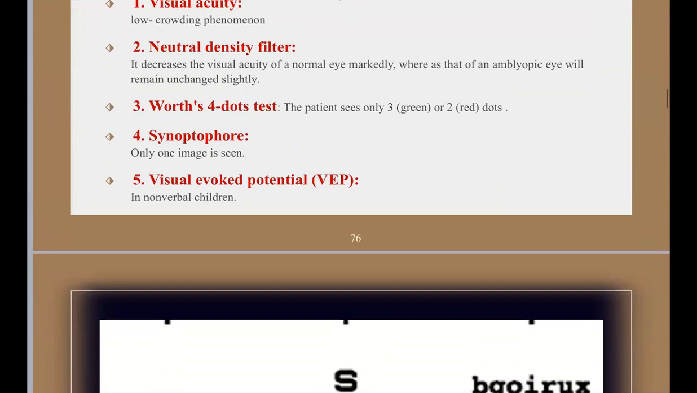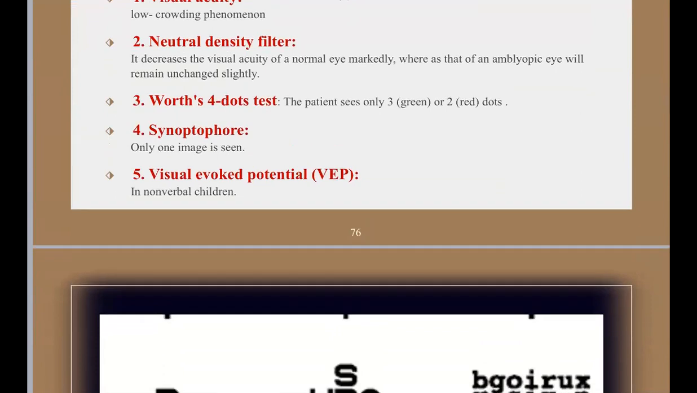Also, the neutral density filter will be almost normal, or it will retain the same visual acuity in cases of amblyopia. In cases other than amblyopia, in cases of decreased visual acuity due to another cause like cataract or whatever organic lesion, the neutral density filter will decrease the visual acuity.